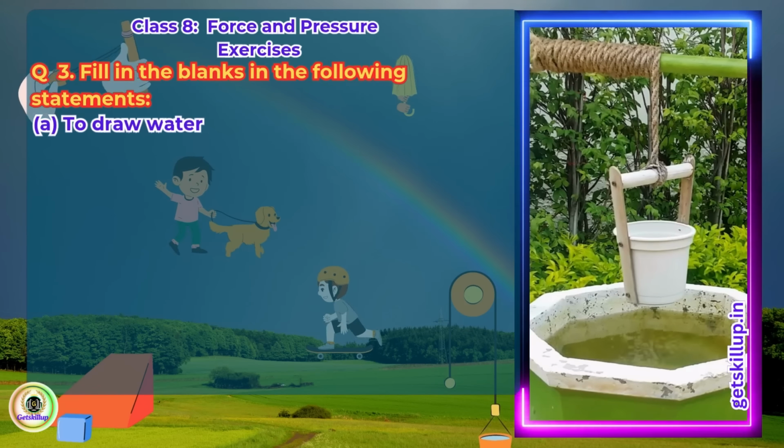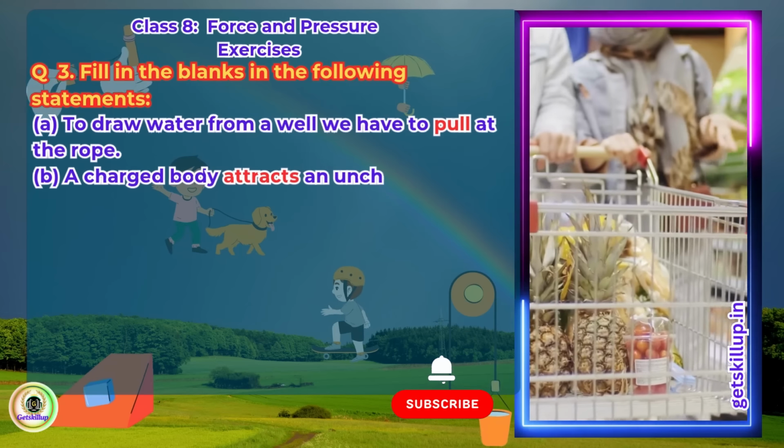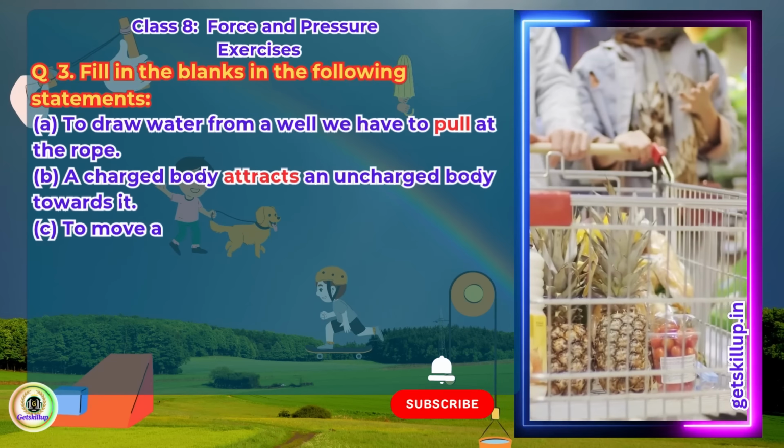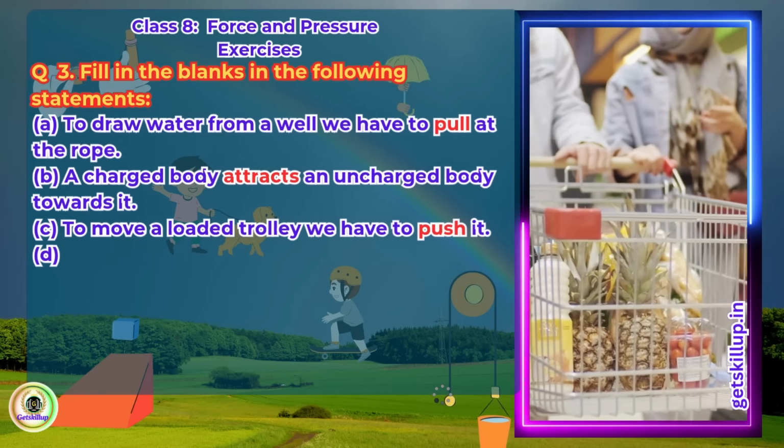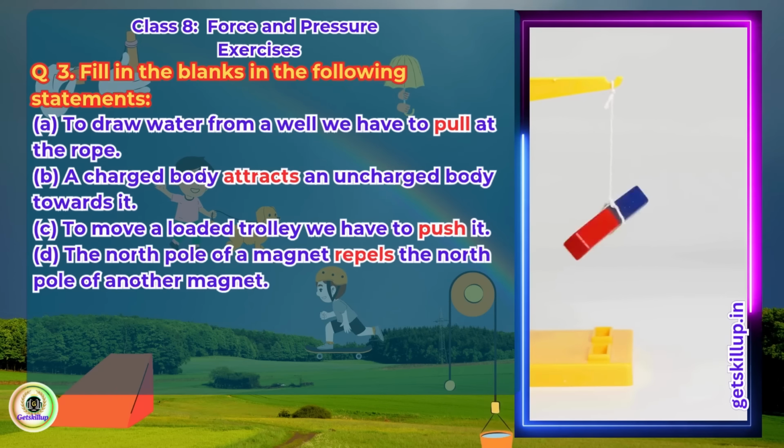To draw water from a well, we have to pull at the rope. A charged body attracts an uncharged body towards it. To move a loaded trolley, we have to push it. The north pole of a magnet repels the north pole of another magnet.